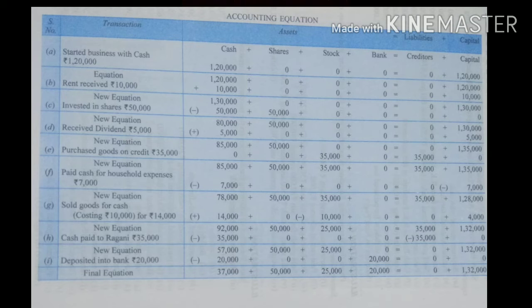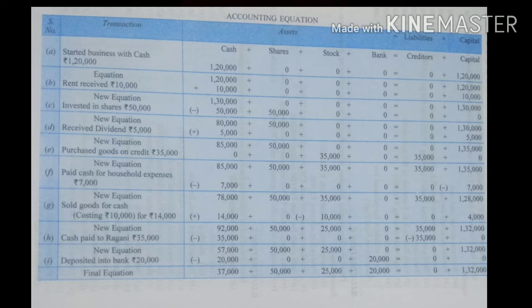Then we have received dividend. Oh, you are receiving dividend means you are receiving cash. So when your cash is increasing, your cash box is increasing, you will say my capital is also increased. Equation fulfilled.